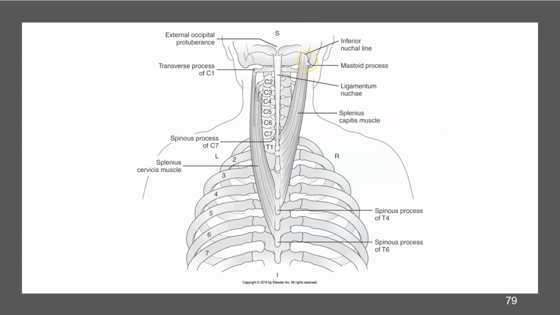So looking at the muscles, we have, here is the mastoid process right there, ligamentum nuchae, splenius capitis muscle, and you can see where it's attaching, and you've got here coming around, we have the splenius cervicis muscle, and here's your spinous processes, and that's it.